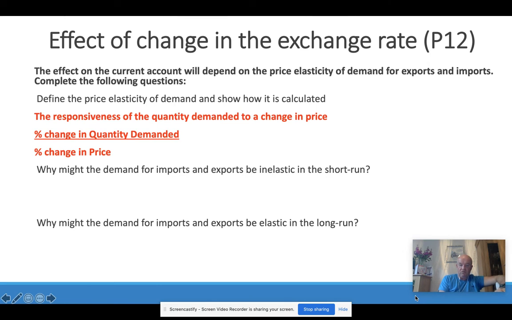Why might the demand for imports and exports be inelastic in the short run? Let's take a look at why that might be. First and foremost, firms can't change suppliers in the short run as they will have agreed contracts. So to some degree, in the short term, even though you might find those exchange rates changing, if you've got a long-term contract with somebody, then clearly you're not going to be able to just change the value of those contracts based on exchange rate fluctuations.